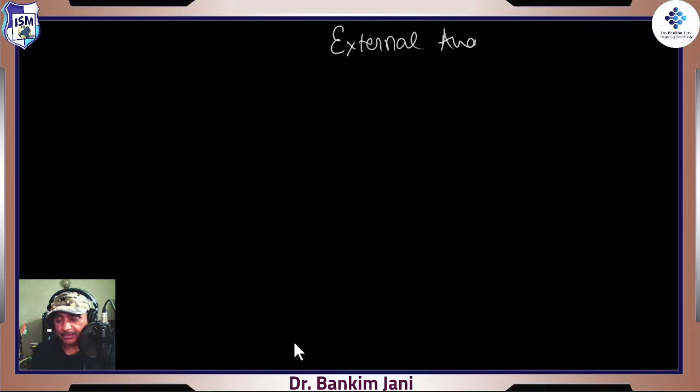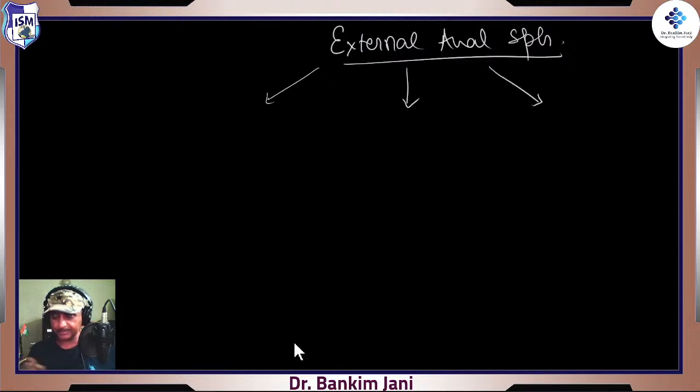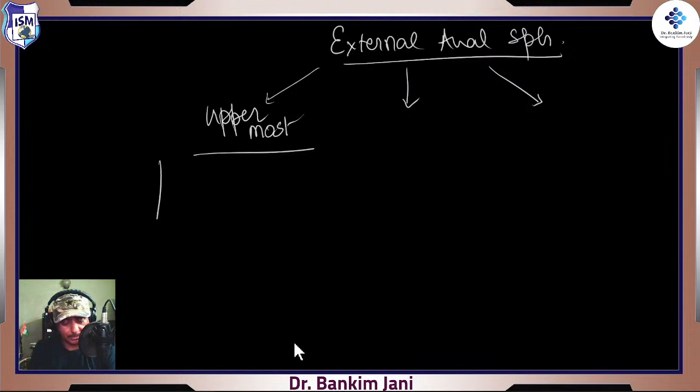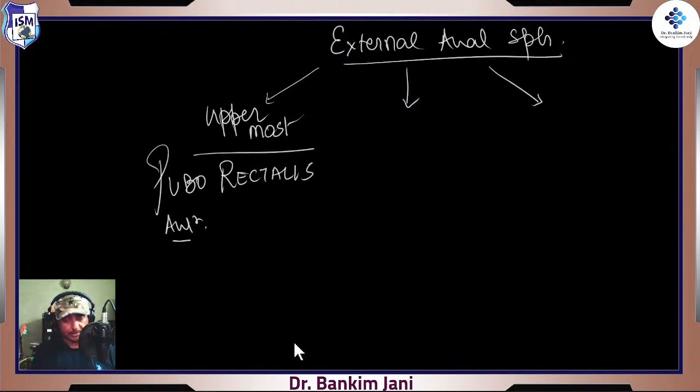So the external anal sphincter, we divide it into three parts, right? Because every part is associated with something very specific. This is the uppermost part. For this uppermost part, just one word would be sufficient, that is puborectalis, and we are about to talk about it. Then the inferior and posterior parts.